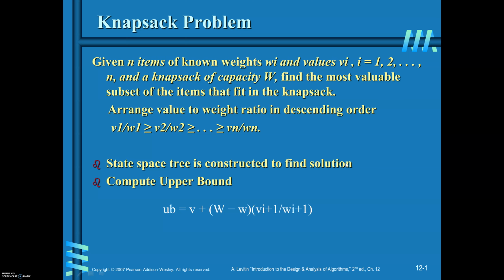Since it is an optimization problem and you are required to maximize the value, you are required to find out the upper bound. So how to find the upper bound here? UB equals V plus (W minus w) into V(i+1) divided by W(i+1). I'll explain this with the problem.